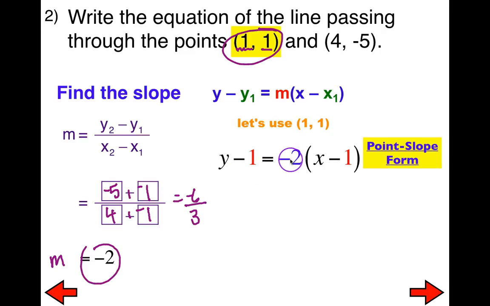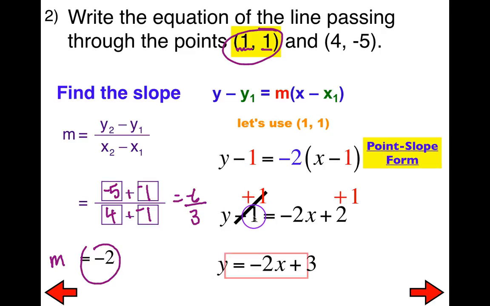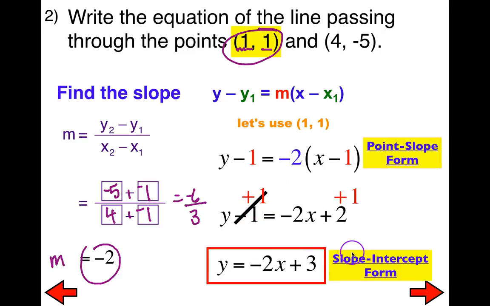So now that I have it, I'm going to go ahead and distribute my -2 to both terms, leaving me with y minus 1 equals -2x plus 2. Now I have to get rid of this constant by adding 1 to both sides, leaving me with y equals -2x plus 3. So here is my equation in slope-intercept form. -2 is my slope, 3 is my y-intercept.